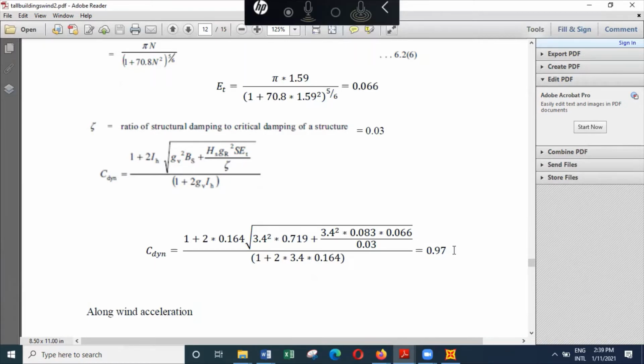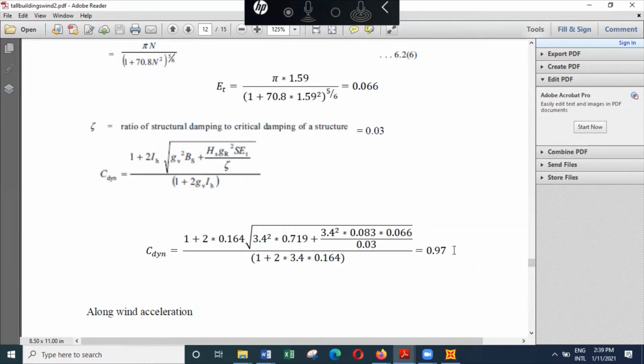This basically indicates that for the particular wind speed that we considered, the dynamic effects are not very critical. So if you want, you can use C dynamic as 1.0 and do the calculations. And if you consider a higher wind speed, there's a chance that you might end up with a value greater than 1, say 1.05 or some such value, if the wind speeds are higher.